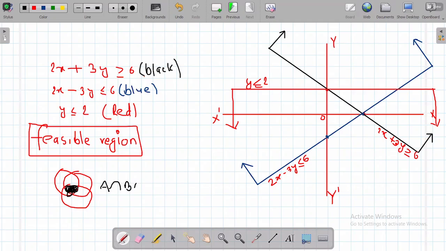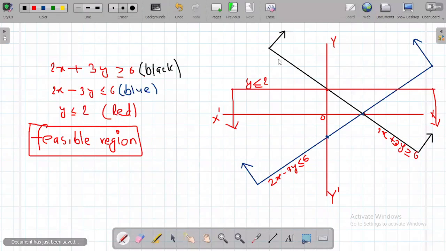In the same way, in the inequalities also, what is the intersection part of these three inequalities? That is called the feasible region, the common part. Now we are going to identify the feasible region from the graph. While identifying the feasible region, we have to see the arrows, where the arrow is going.